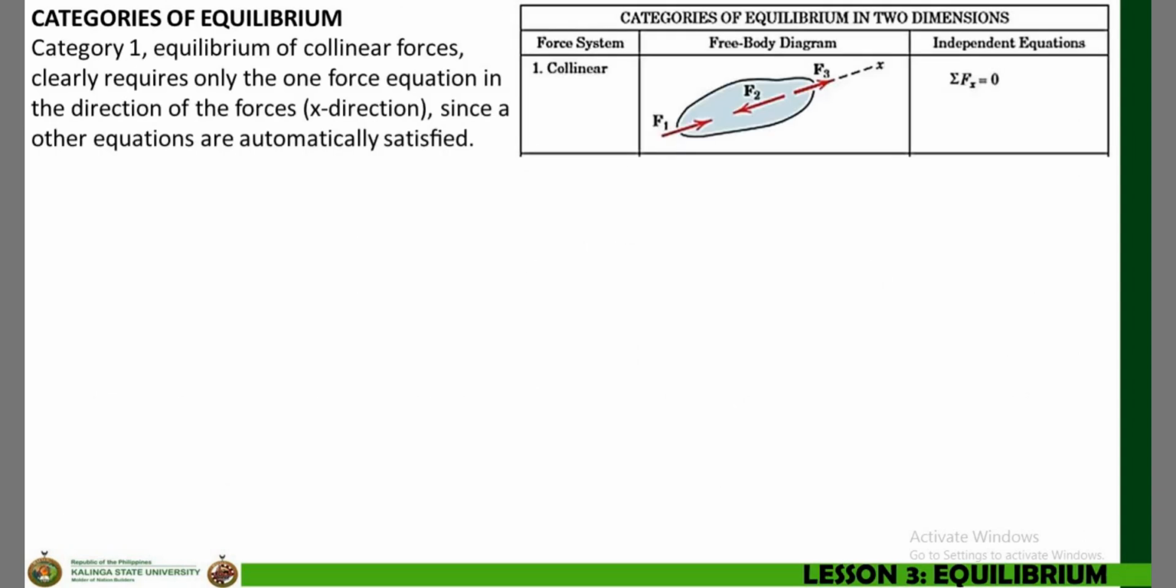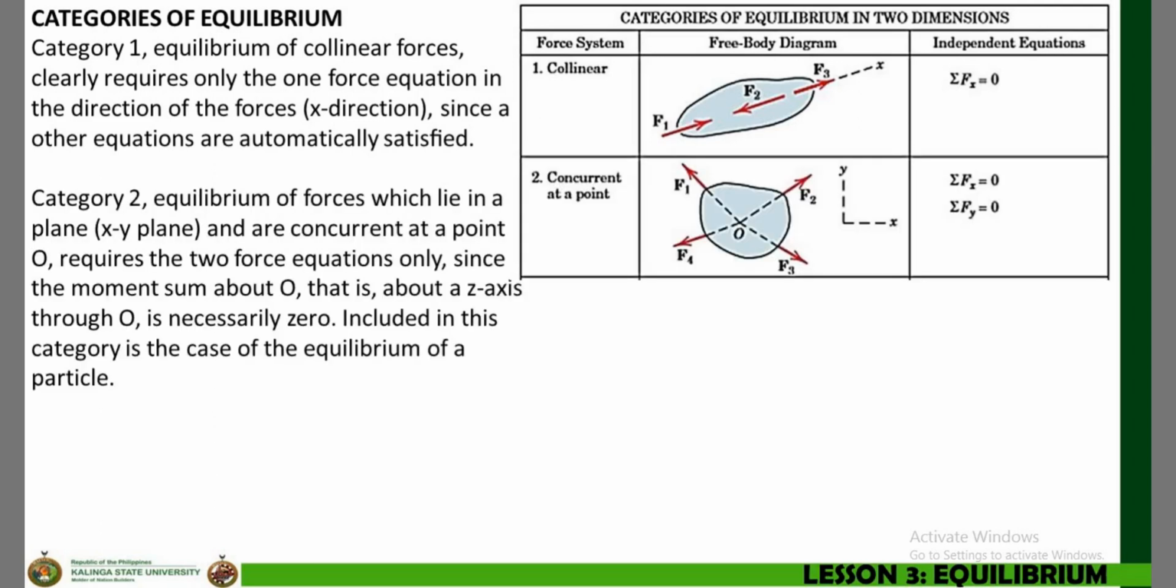So there are different categories of equilibrium. We have category 1, wherein this is the equilibrium of collinear forces. As discussed during the first lesson, when we say collinear forces, the forces lie on the same line. So kapag collinear forces, ang usually na ginagamit natin ay isang equation, either summation of forces along x-axis or summation of forces along the y-axis. Depende na lang kung aling axis siya, aling axis nandun yung mga forces.